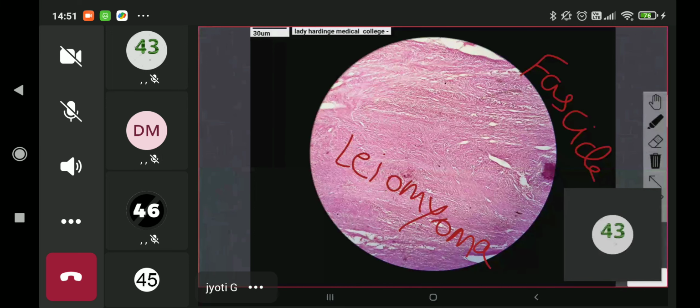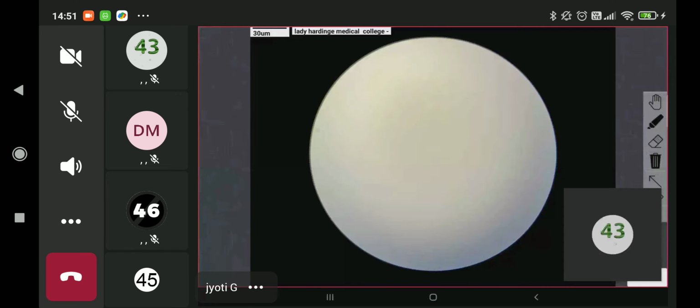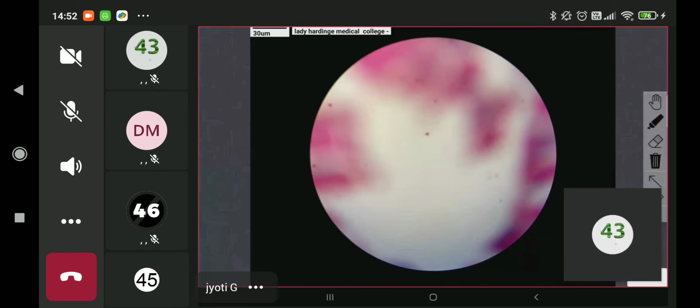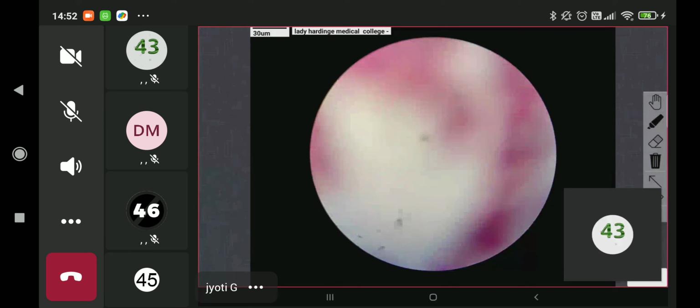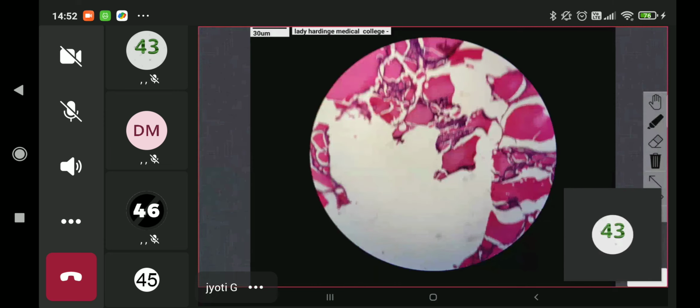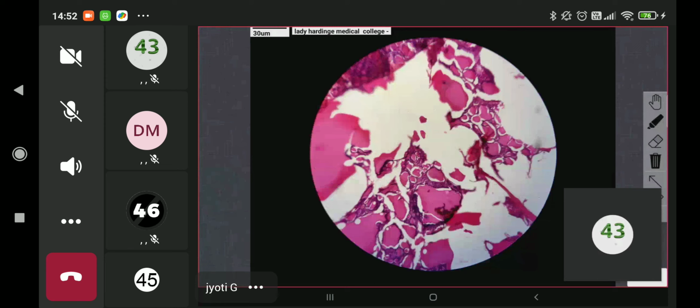Okay, so these were the 5 slides. Okay, girls, if there is no query, I'll end the session. Anybody wants to see any slide again? Or is it clear? Oh, I hope nobody has left. There is one more slide that is to be shown today. I'm sorry, that is colloid goiter. I hope nobody has left.